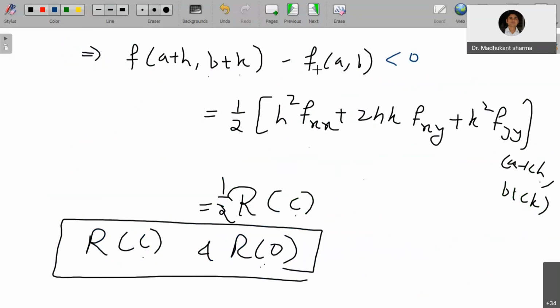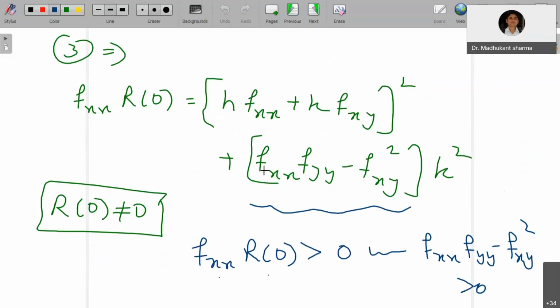Now similarly, if r of 0 is greater than 0, that will give you f of a plus h comma b plus k greater than f of a b. So from less than 0 you are getting downward, and when you have greater than 0, you are getting the upward shift. Parallelly, whenever f_xx is less than 0, you have the maximum, so that also can be identified. And f_xx greater than 0 tells you that it is going to be a minimum.